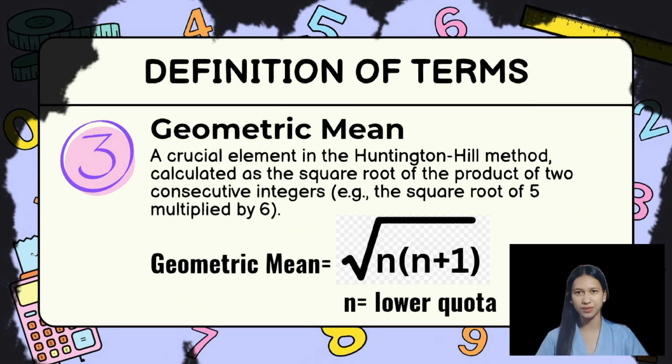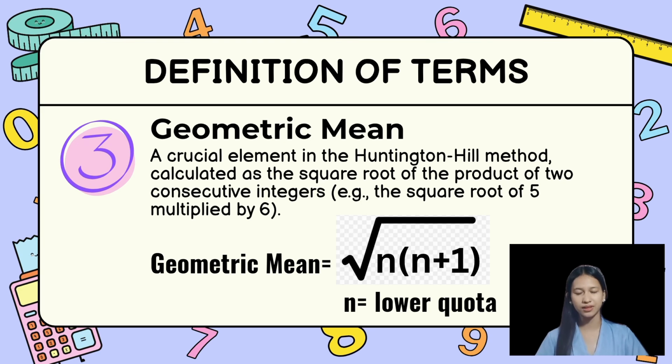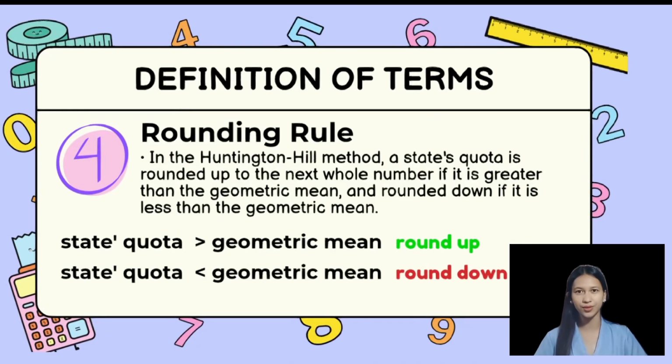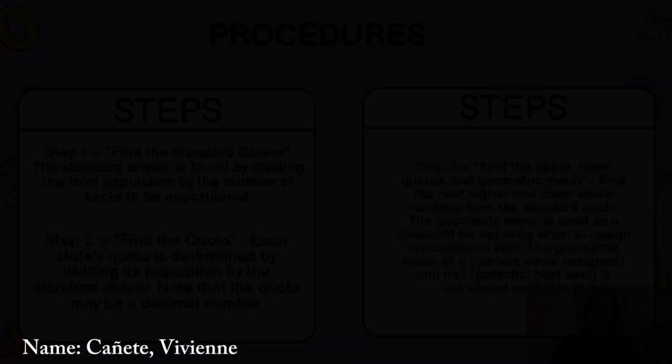Next is geometric mean. A crucial element in the Huntington-Hill method, calculated as the square root of the product of two consecutive integers. Example, the square root of 5 multiplied by 6. Next is rounding rule. In the Huntington-Hill method, a state's quota is rounded up to the next whole number if it is greater than the geometric mean, and rounded down if it is less than the geometric mean.